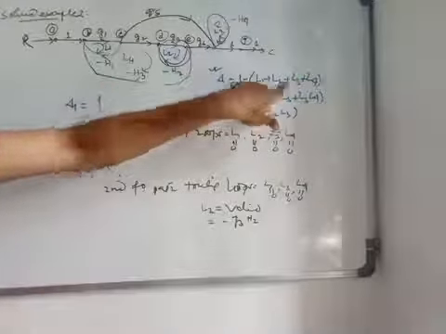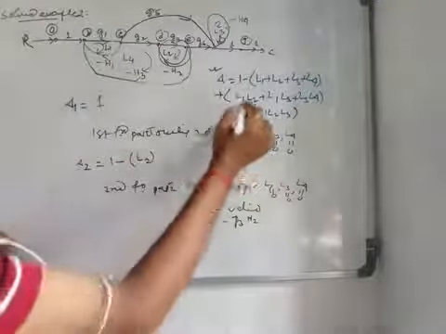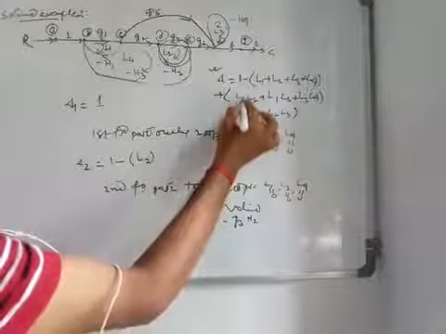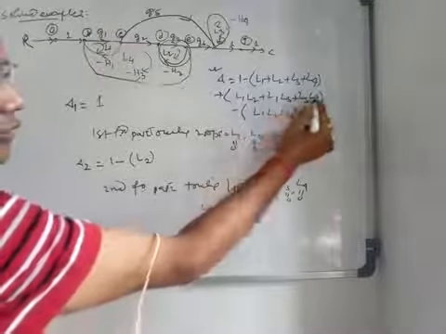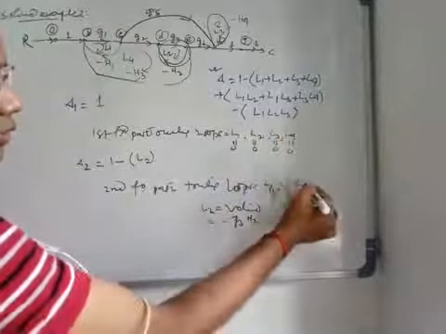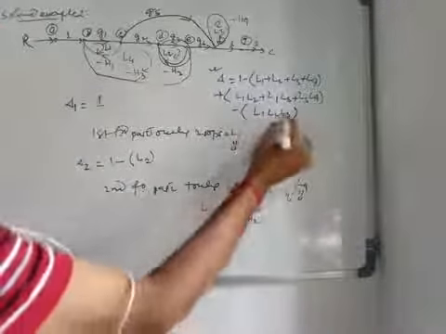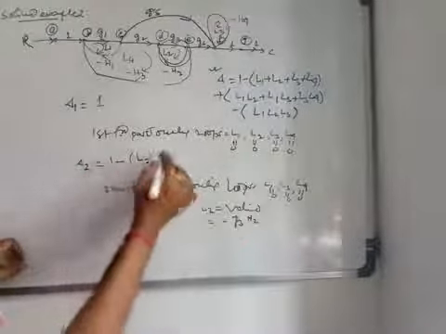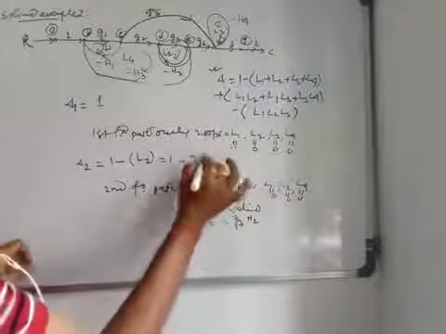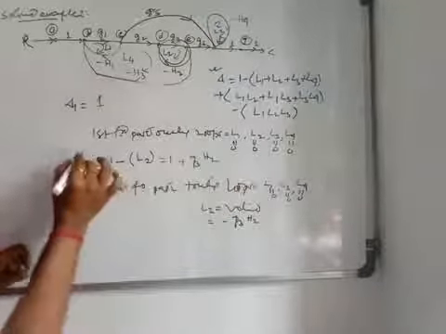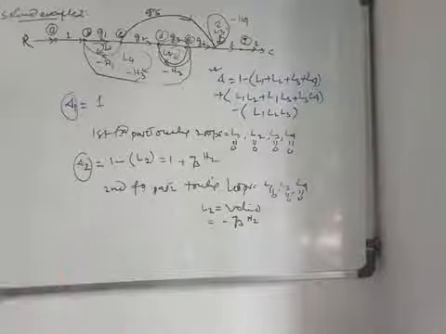In the general formula only L2 remains, and as L1 is 0, L1 L2 will be 0, L1 L3 is 0, L3 L4 is also 0 because L3 and L4 are 0, and L1 L2 L3, these three are also 0. So only 1 minus L2, that means 1 plus this, which will be G3, is 2. So you get delta 1 and delta 2. Now all the parameters you have obtained.